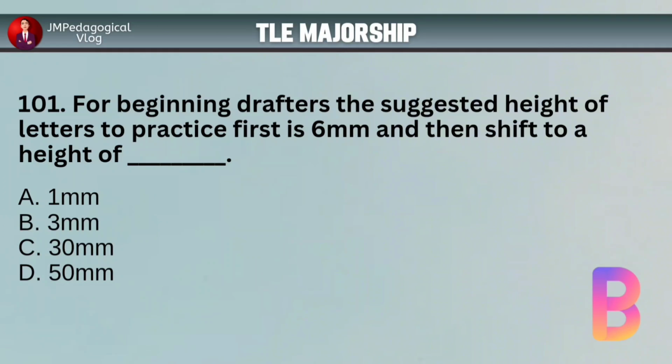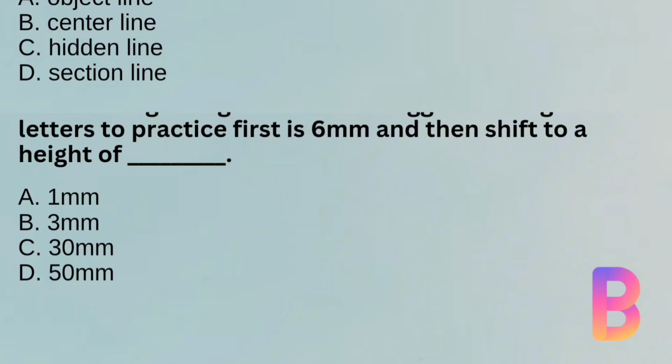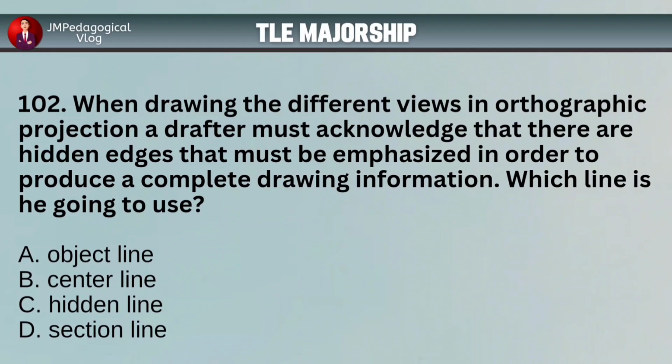B. 3 mm. 102. When drawing the different views in orthographic projection, a drafter must acknowledge that there are hidden edges that must be emphasized in order to produce a complete drawing information. Which line is he going to use? A. Object line, B. Center line, C. Hidden line, D. Section line. C. Hidden line.